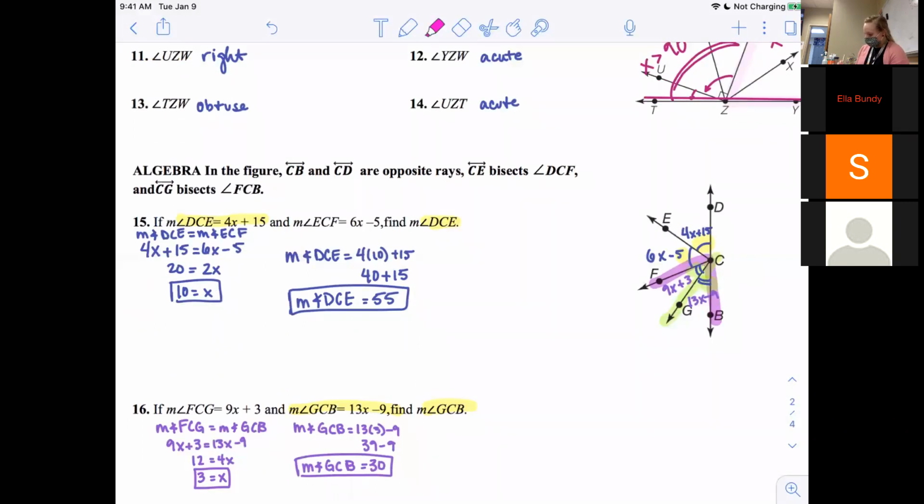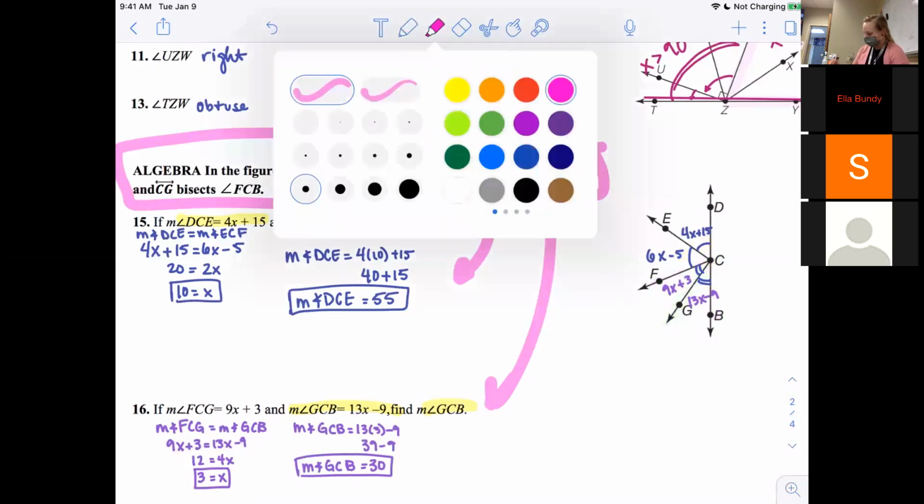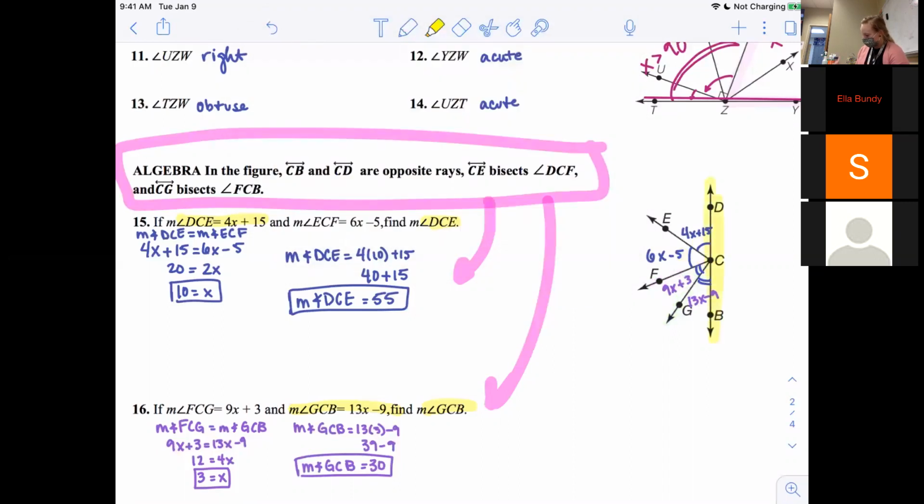So this description right here is what helps me set up both of these. So I'm going to walk through it. I'm going to get rid of this highlighting over here, but not my statements because I think those are helpful. It says in the figure, CB and CD are opposite rays. So that means that I've got a straight line right here. Let's make that yellow. This is a straight line. So that means that all of those add up to 180.